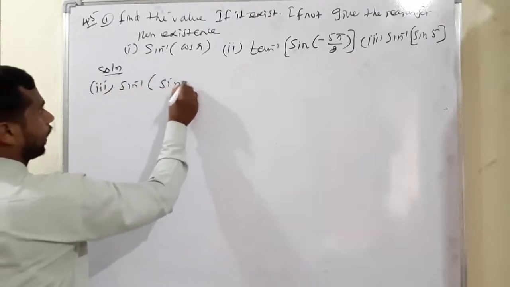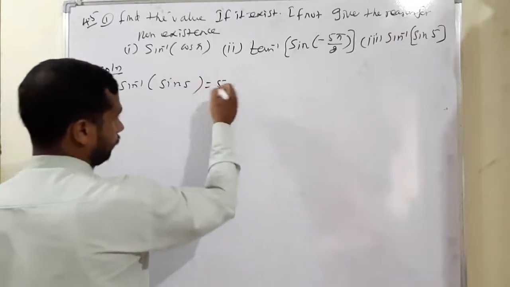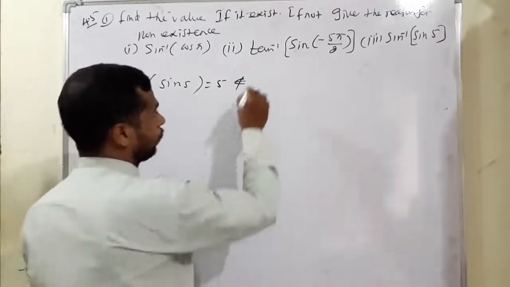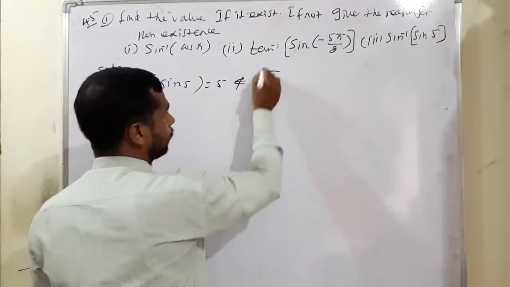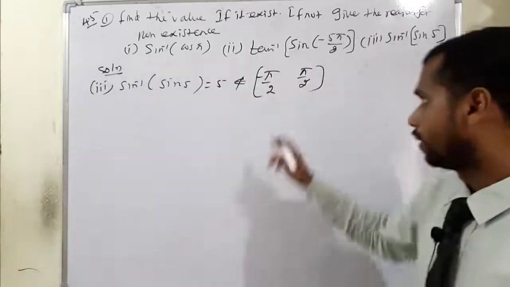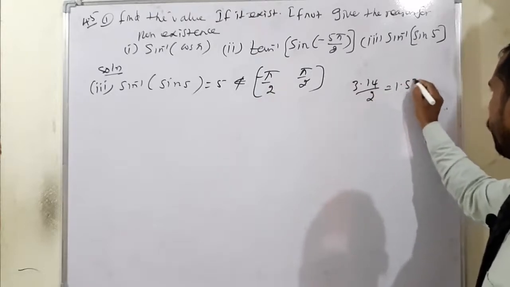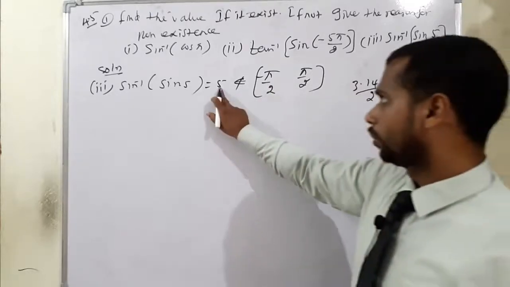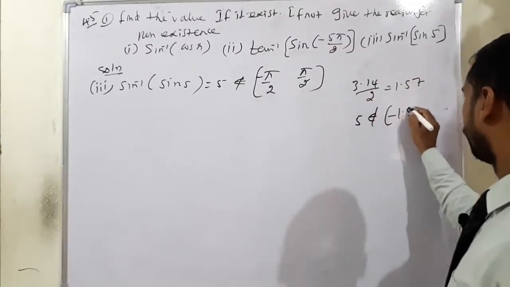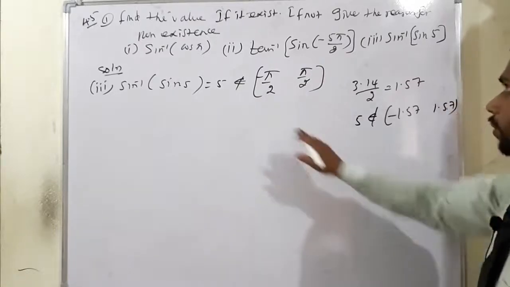Sine inverse of sine pi, isn't it? But sine inverse sine cancel, we can't say directly because pi does not belong to negative pi by 2 to positive pi by 2. Why? Because in radians, pi means 3.14, divided by 2 means 1.57. So we can see this pi does not belong to negative 1.57 to positive 1.57. So we have to rearrange it.